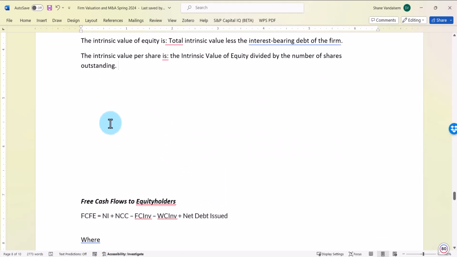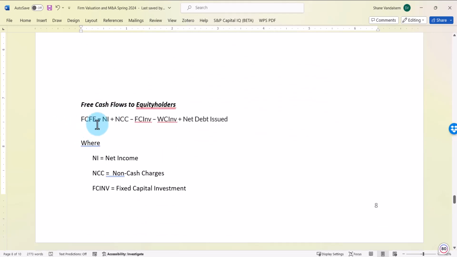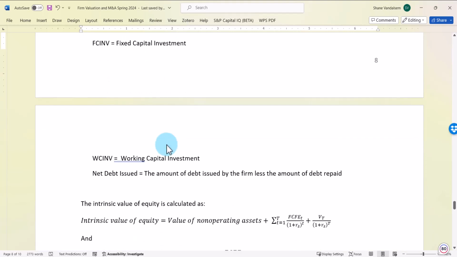Going on to the free cash flow to equity holders, we calculate the free cash flow to equity, or FCFE, as the net income of the firm plus the non-cash charges that we talked about before, depreciation and amortization, minus the fixed capital investment, minus the working capital investment, plus the net debt issued.